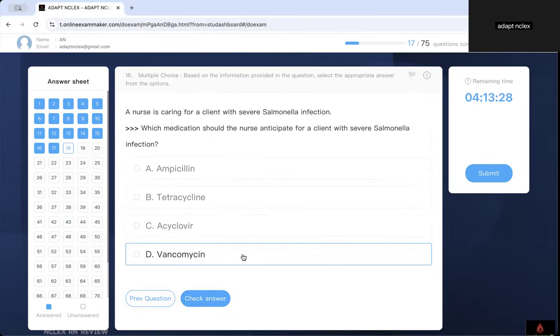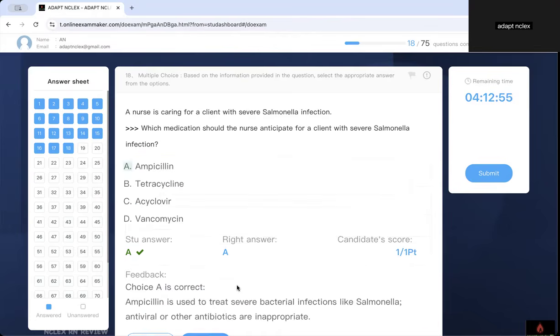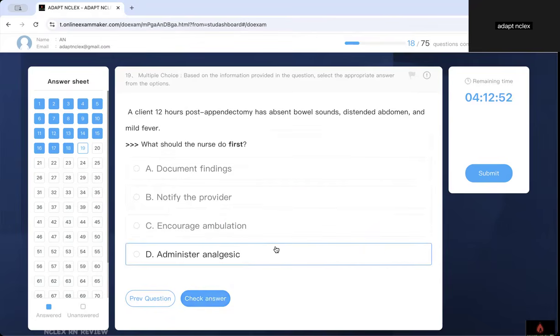Number 18. A nurse is caring for a client with severe salmonella infection. Which medication should the nurse anticipate for a client with severe salmonella infection? This one, you just have to write it down. Salmonella is a common GI illness that happens from food, infection, and other things. The specific medication that works is penicillin. Acyclovir is for viral infection, so you cannot pick it for salmonella. Tetracycline is used for different organisms, and vancomycin is for severe staph infection. Therefore, A is the right one, just to give you the information.